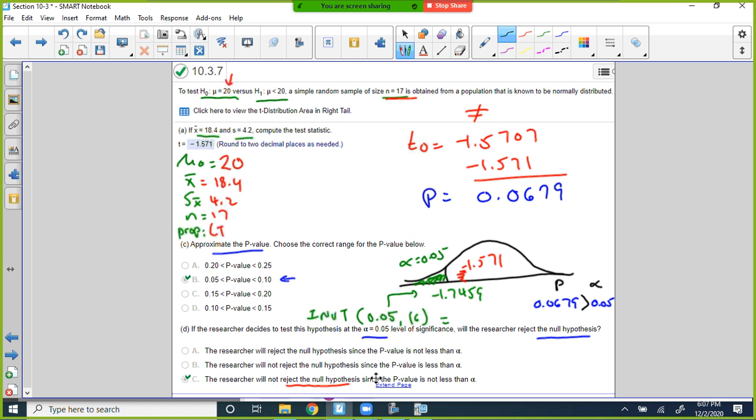Now, which one do you do? It depends on what the problem asks, right? I have a tendency to just go ahead and do them both. And that way you've got all bases covered. If they give you that alpha, just go ahead and do them both. Fair enough? Any questions on this one?